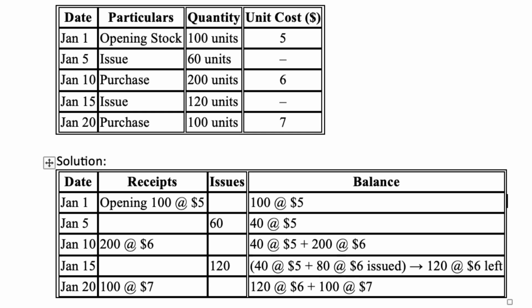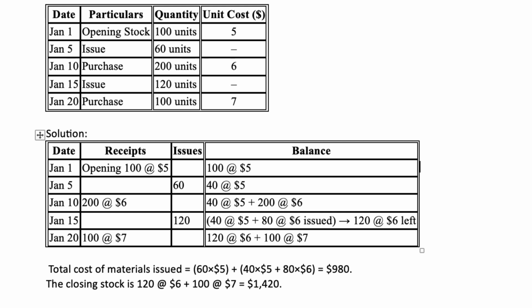On January 15th, 120 units were issued. Under FIFO, we must issue the oldest units first. That's 40 at $5 and the next 80 at $6. That leaves 120 units at $6 still in stock. On January 20th, another 100 units were received at $7 each. So our final balance becomes 120 units at $6 plus 100 units at $7.